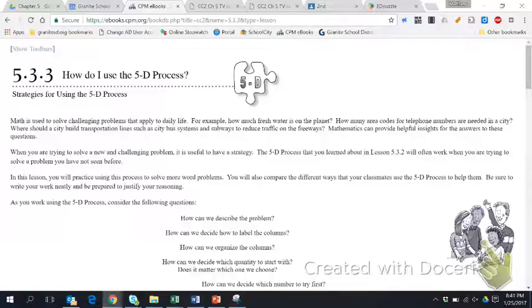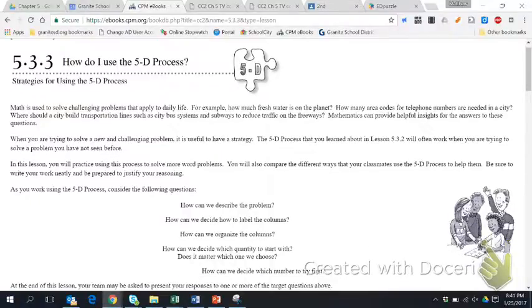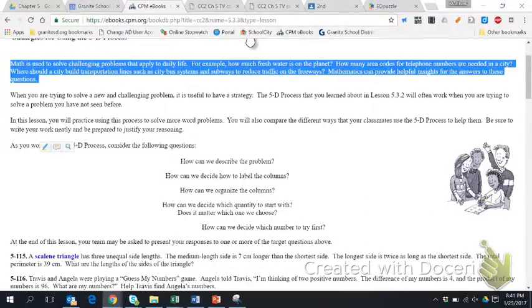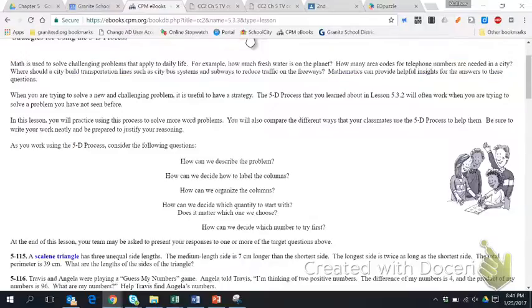We've got math is used to solve challenging problems that apply to daily life. For example, how much fresh water is there on the planet? How many area codes for telephone numbers are needed in a city? Where should a city build transportation lines, such as city bus systems and subways to reduce traffic on the freeways? Mathematics can provide helpful insights to the answers to these questions.